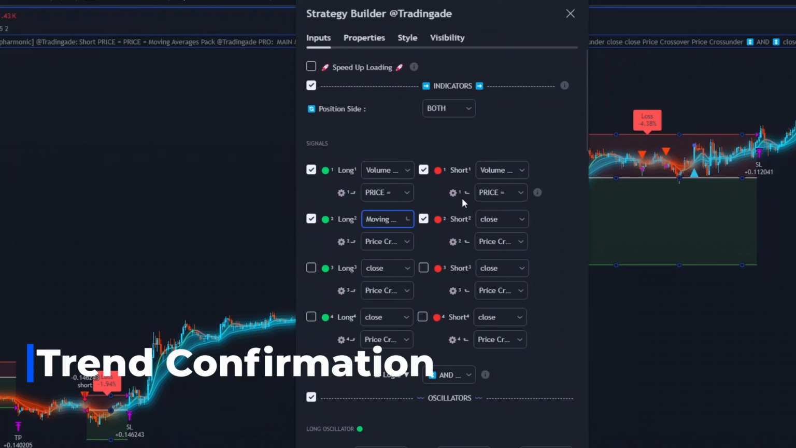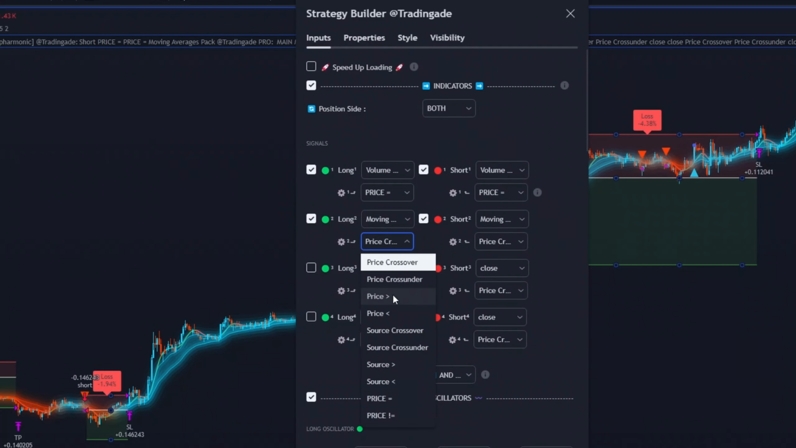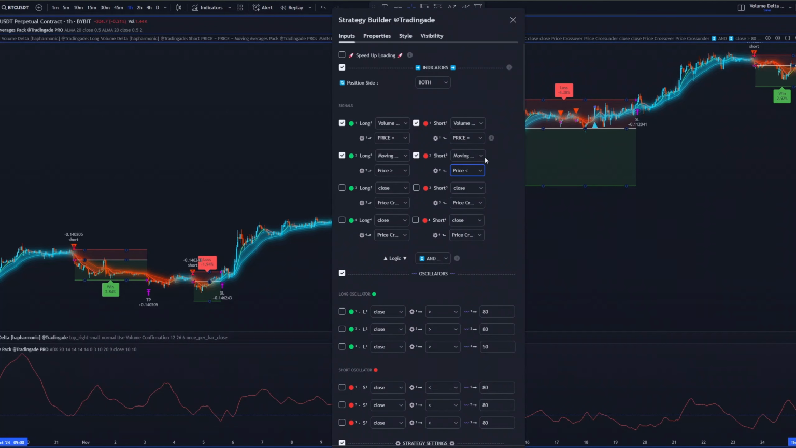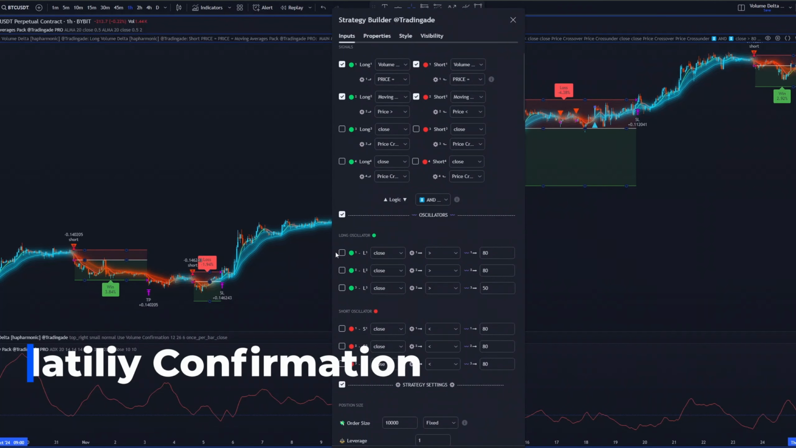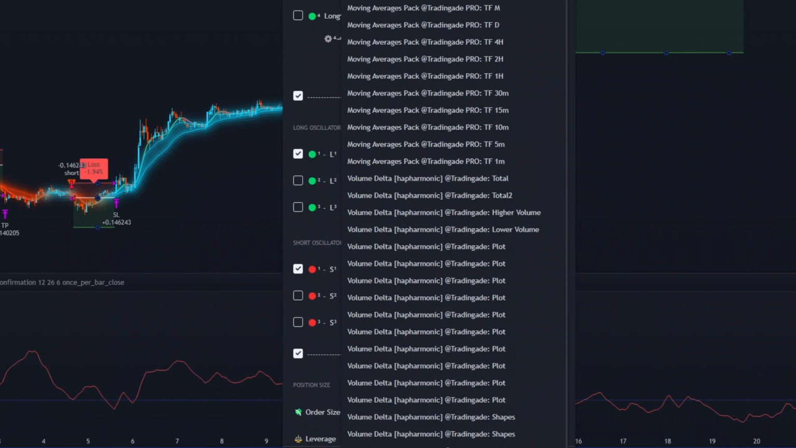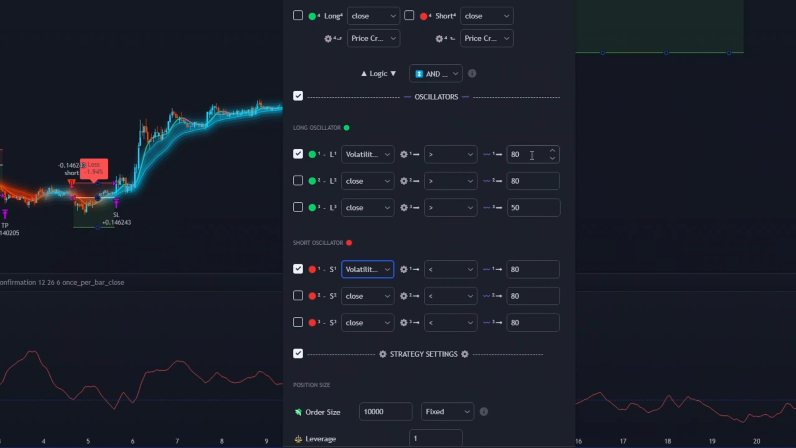We're going to set the main moving average. For the long, we want the price to be greater than the main moving average, while for the short, we want the price to be below the moving average. The last step is to add a volatility confirmation, which is based on the volatility oscillator. We set it on both sides, and we want it to be above the 20 level.